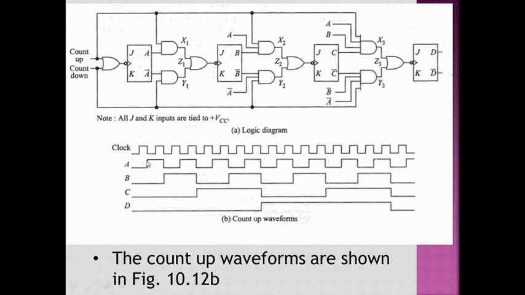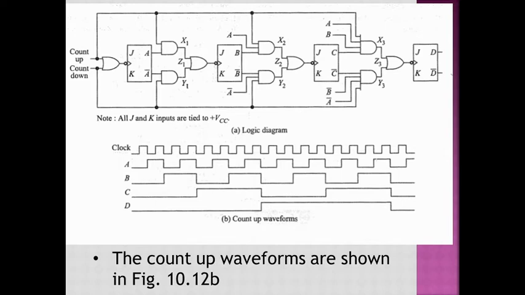Toggle means complemented. If it is low, it is going to go to the high state. When it is high, it is going to go to the low state. So at the next negative edge of the clock pulse, again it is going to be low. At the third negative edge of the clock pulse, again it is going to be high. At the fourth negative edge, it is going to be low. So at every negative edge of the clock pulse, flip-flop A is going to toggle, because it is directly getting the clock pulses.